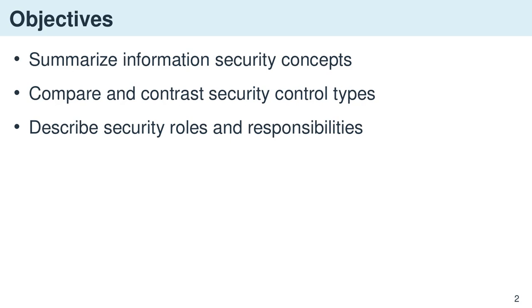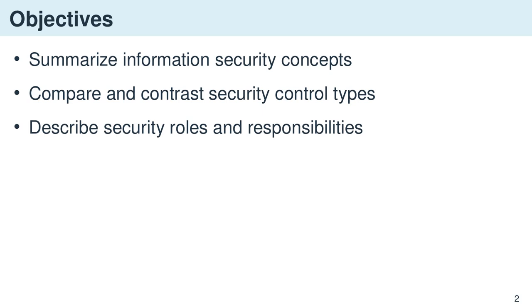1. Summarize information security concepts. This includes understanding the CIA triad, non-repudiation, and the role of security in preserving trust, accuracy, and access within an organization. 2. Compare and contrast security control types. You'll examine different types of security controls, including managerial, operational, technical, and physical, as well as their functional purposes like prevention, detection, correction, and deterrence.